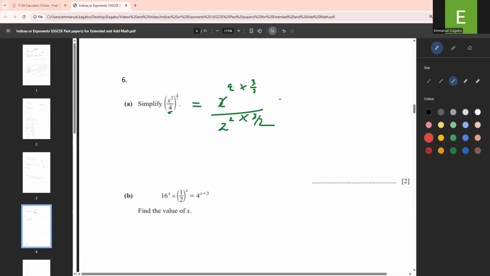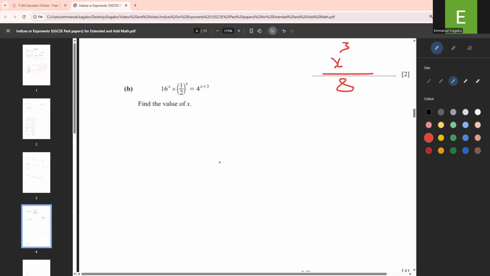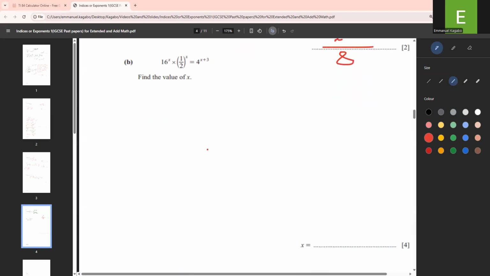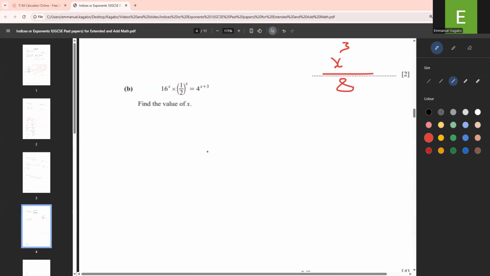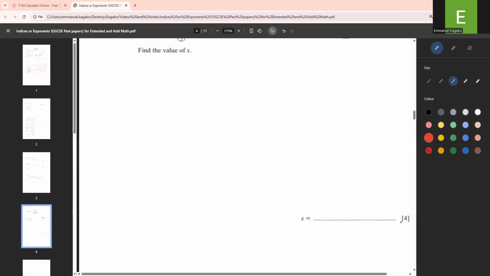Okay, now the next thing is simplifying. This one simplifies with that. Then I'll get x power 3 over, this simplifies with that. Then I get 2 power 3. 2 power 3 is 8. Okay, good. Very good question. Next one. Can you pause the video, guys, and try it? It's a very good question. It has 4 marks. Very good one, right?